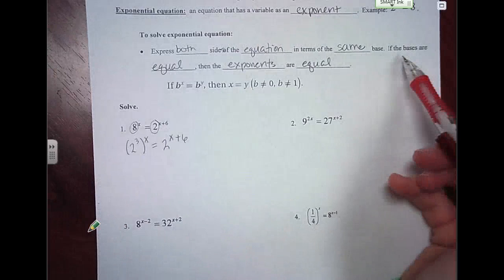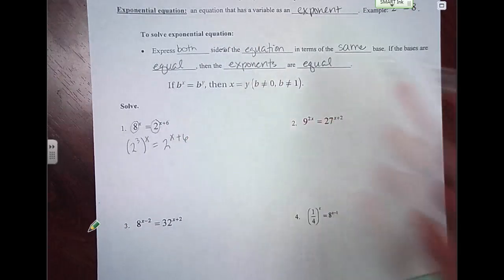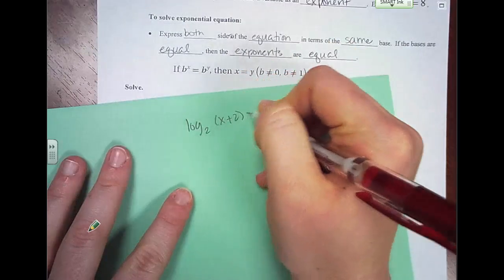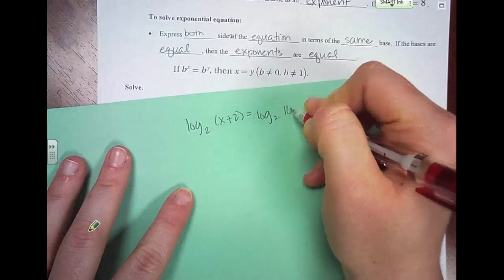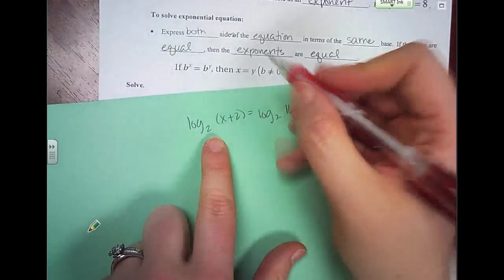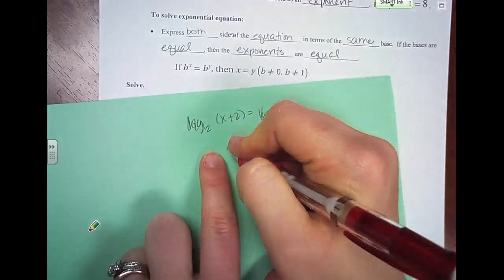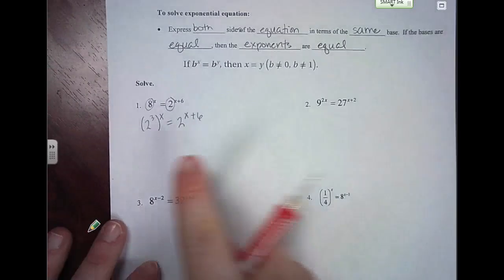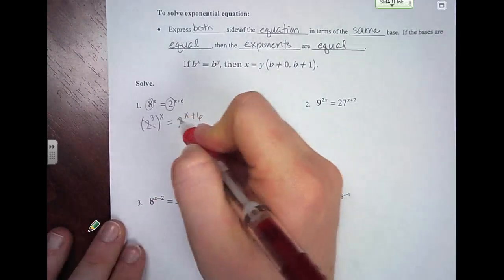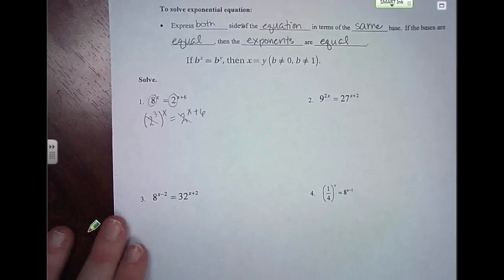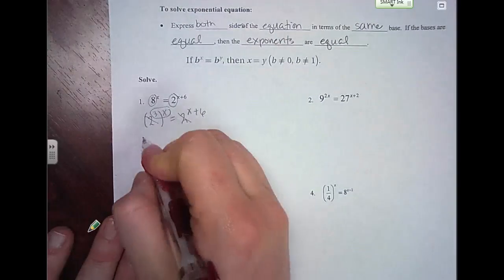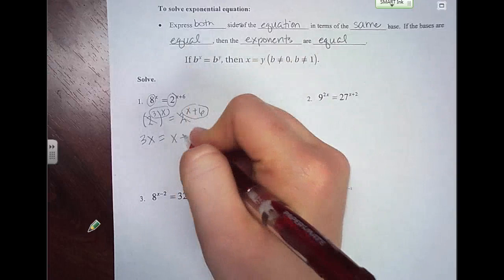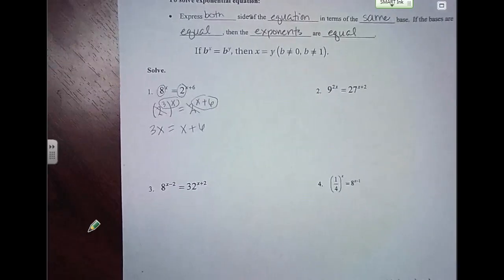Then it says if the bases are equal, then the exponents are equal. If you remember when we did our log equation, we had something like log base 2 of x plus 2 equals log base 2 of 16. And we said, well, if the bases are the same for the logs, we can cross out the logs and we can go x plus 2 equals 16. Similar situation here. Instead of logs though, I have exponents. So I'm going to cross out the 2's and set the exponents equal to each other. Here I have 3 times x, so I'm just going to write 3x, equals, and then here I have x plus 6. And now I have just a regular algebraic equation I can solve.